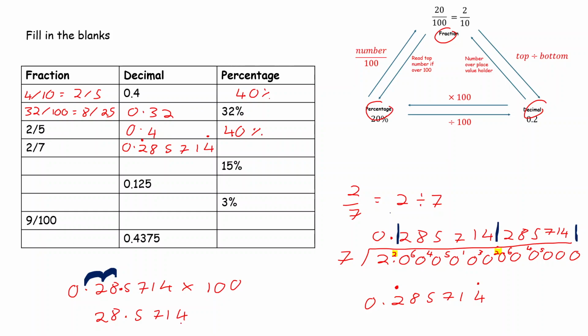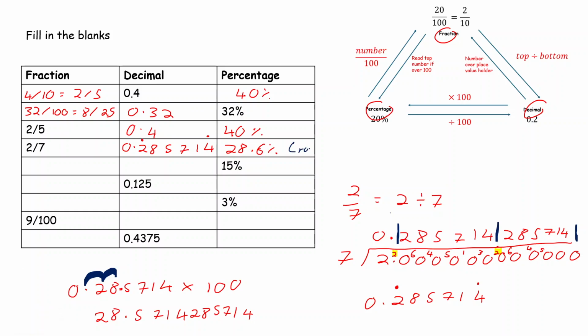28.5714, and it would keep repeating. Okay, after that 4, you get the 285714, 285714. Look, and it would keep repeating on forever and ever. If we round this kind of appropriately, maybe to one decimal place, I'm going to say it's going to go to 28.6%.